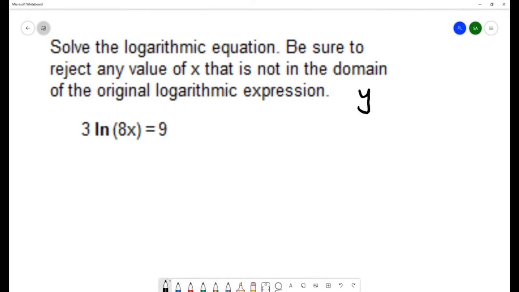So remember, if we have y equals log base b of x, we can convert that to an exponential using the definition, and that would be b to the y equals x.